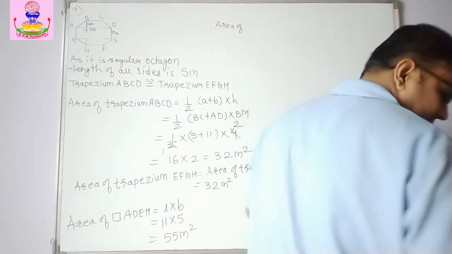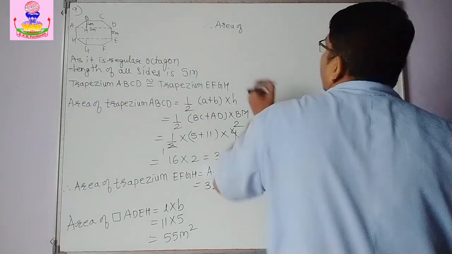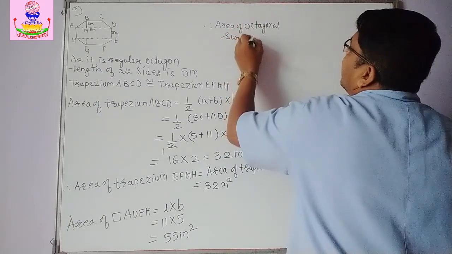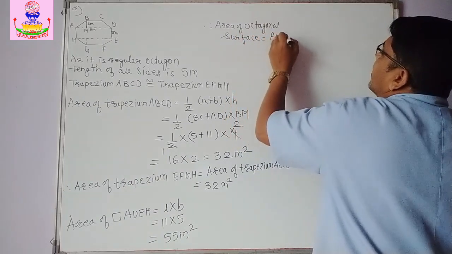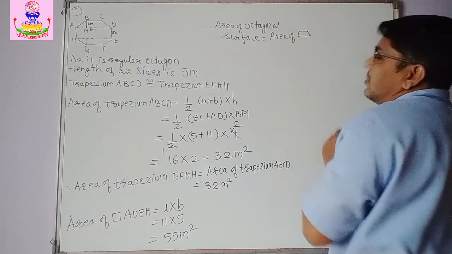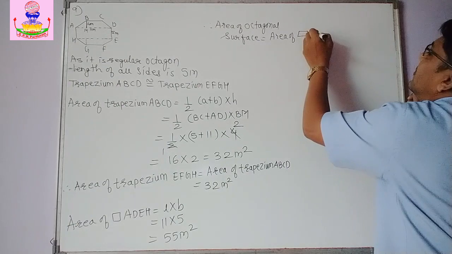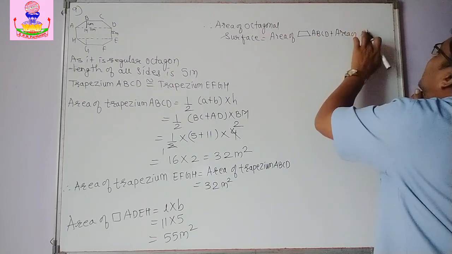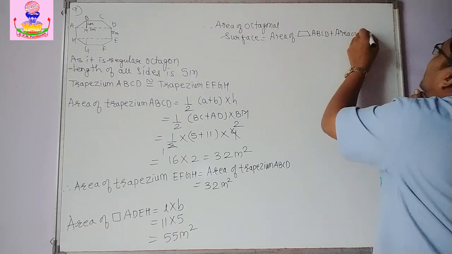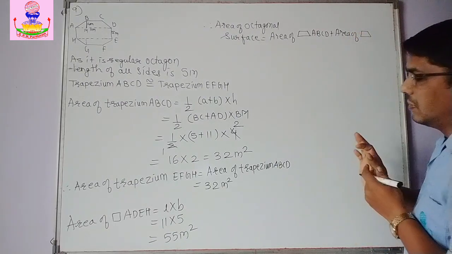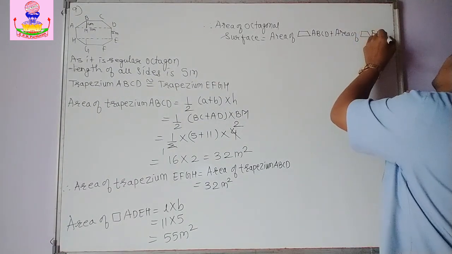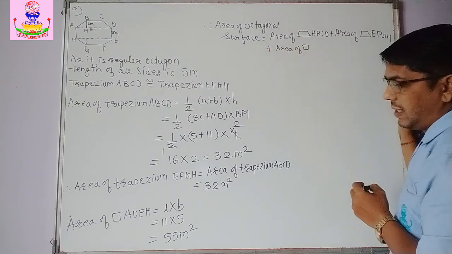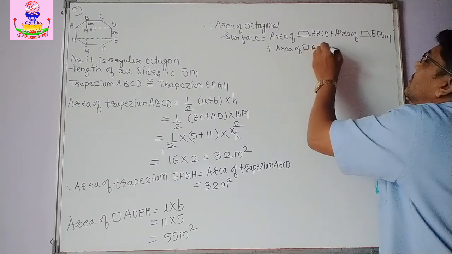So therefore, area of octagonal surface is equivalent to area of trapezium ABCD plus area of trapezium EFGH plus area of rectangle ADEH.